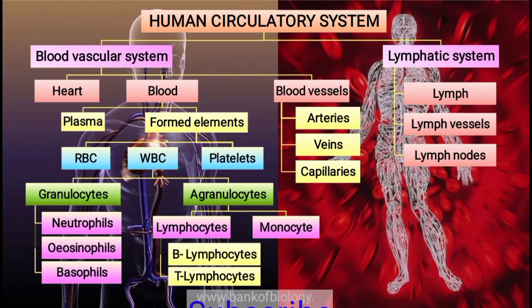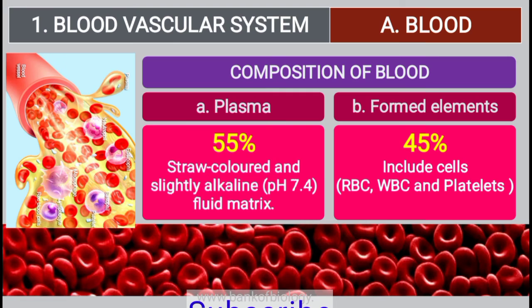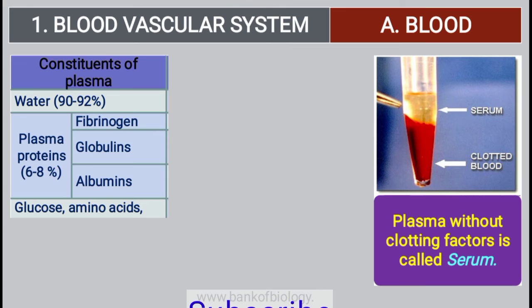If we talk about the composition of blood, it contains plasma 55%, straw colored, and slightly alkaline, means to say pH is 7.4. It is a fluid matrix, whereas formed elements are 45%, and include cells like RBCs, red blood cells, white blood cells, and platelets. If we talk about constituents of plasma, water is 90 to 92%, fibrinogen, globulins, and albumins are plasma proteins, which are 6 to 8%. The rest is glucose and amino acids.